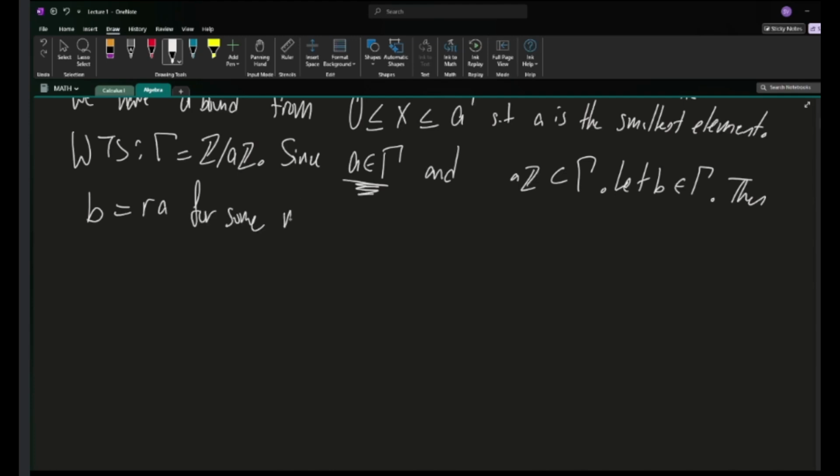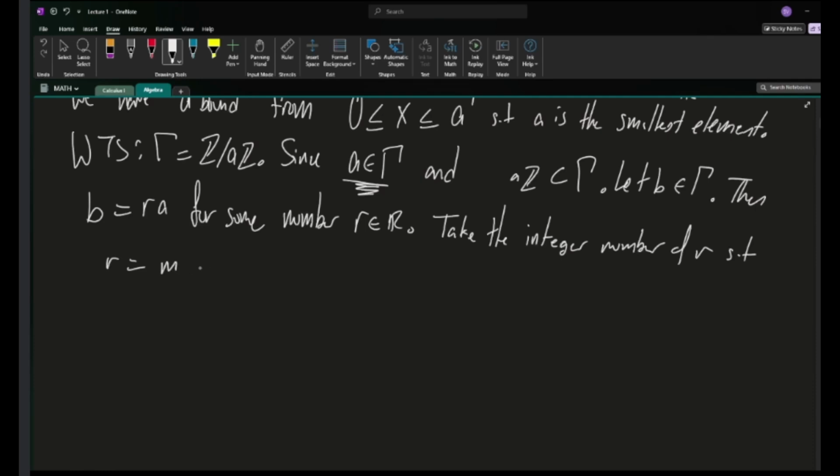For some number R in it, for some real number R, take the integer number, your number of R, such that R is equal to M plus R0, where M is in Z.